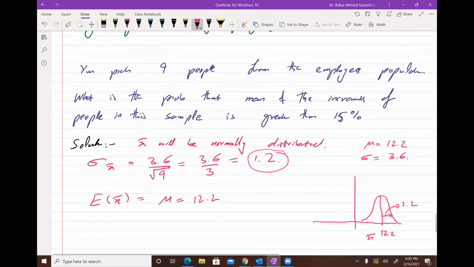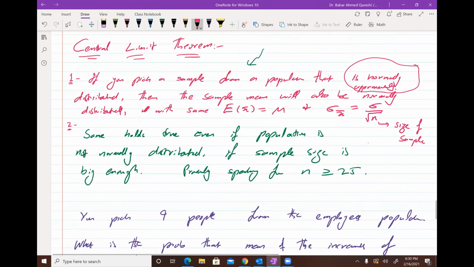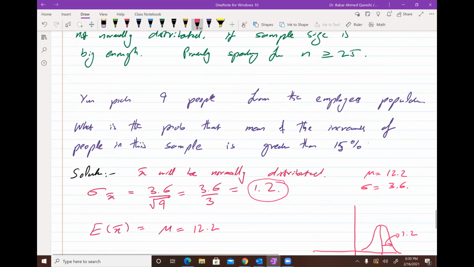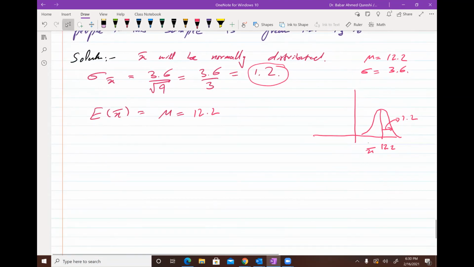That's the theorem. This is the theorem. So this theorem will be used again and again. If you pick a sample, the sample mean is also normally distributed, but its standard deviation gets reduced.